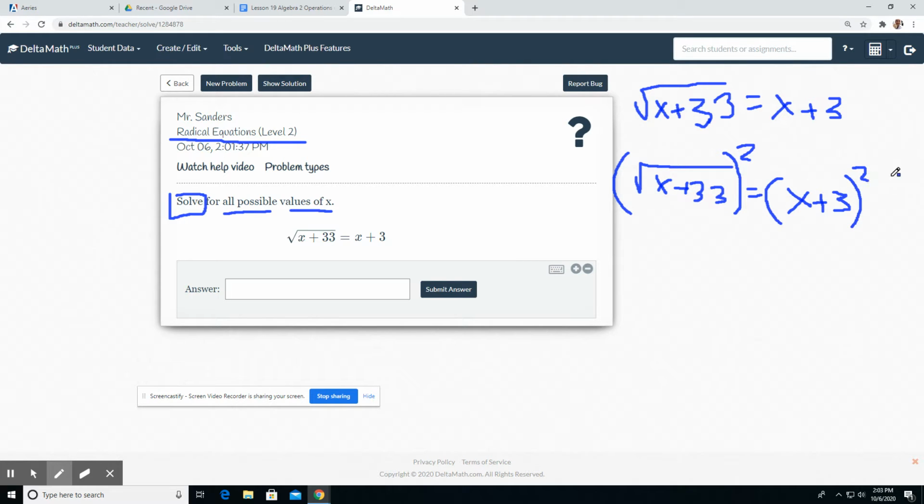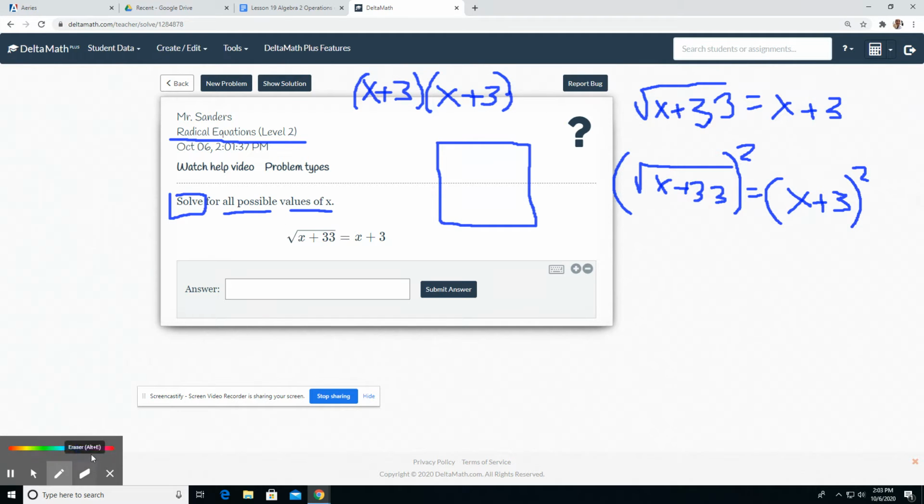Now, this is a binomial on the right-hand side, so we have to be a little bit careful with that. I'll go ahead and do a generic rectangle. So remember, what's going on here is x plus 3 times x plus 3. A couple different ways you can do it. But remember, what's going on is everything has to multiply to everything else. So this is our first terms, our outside terms, our inside terms, and our last terms. But this does the same thing, and it's a little bit more organized.